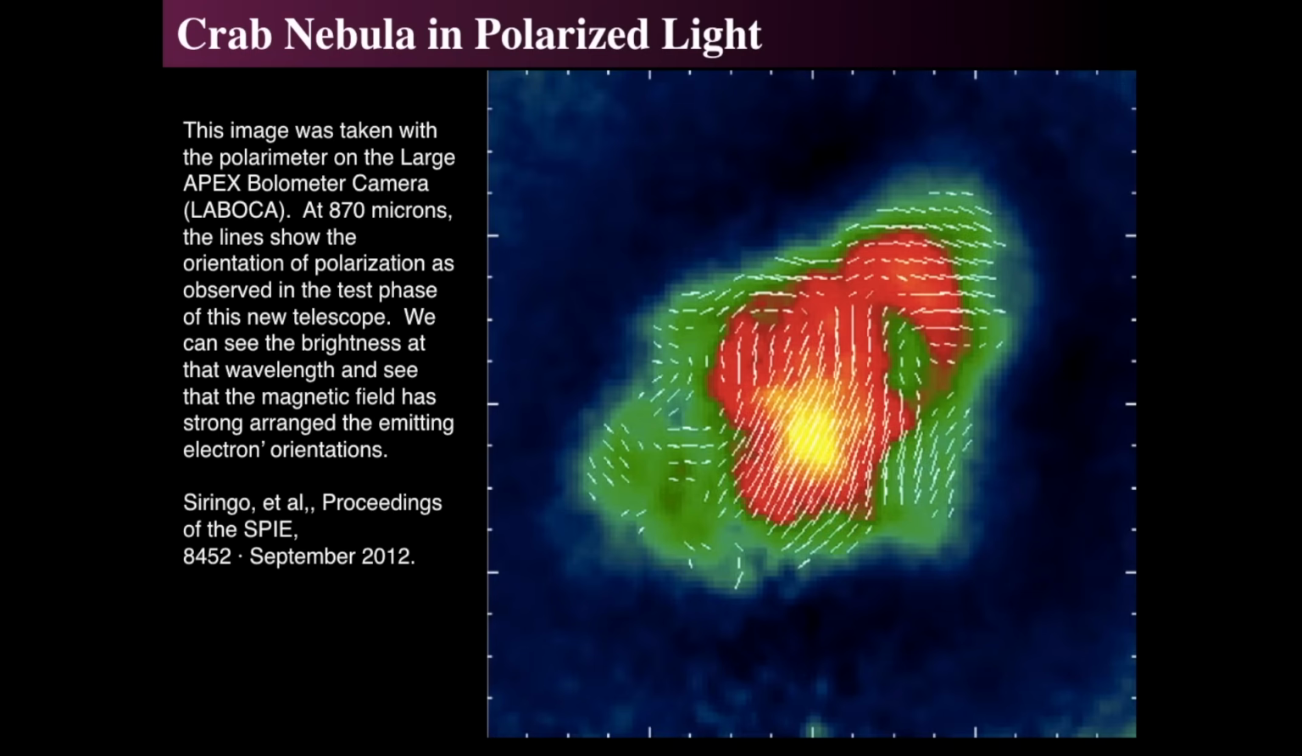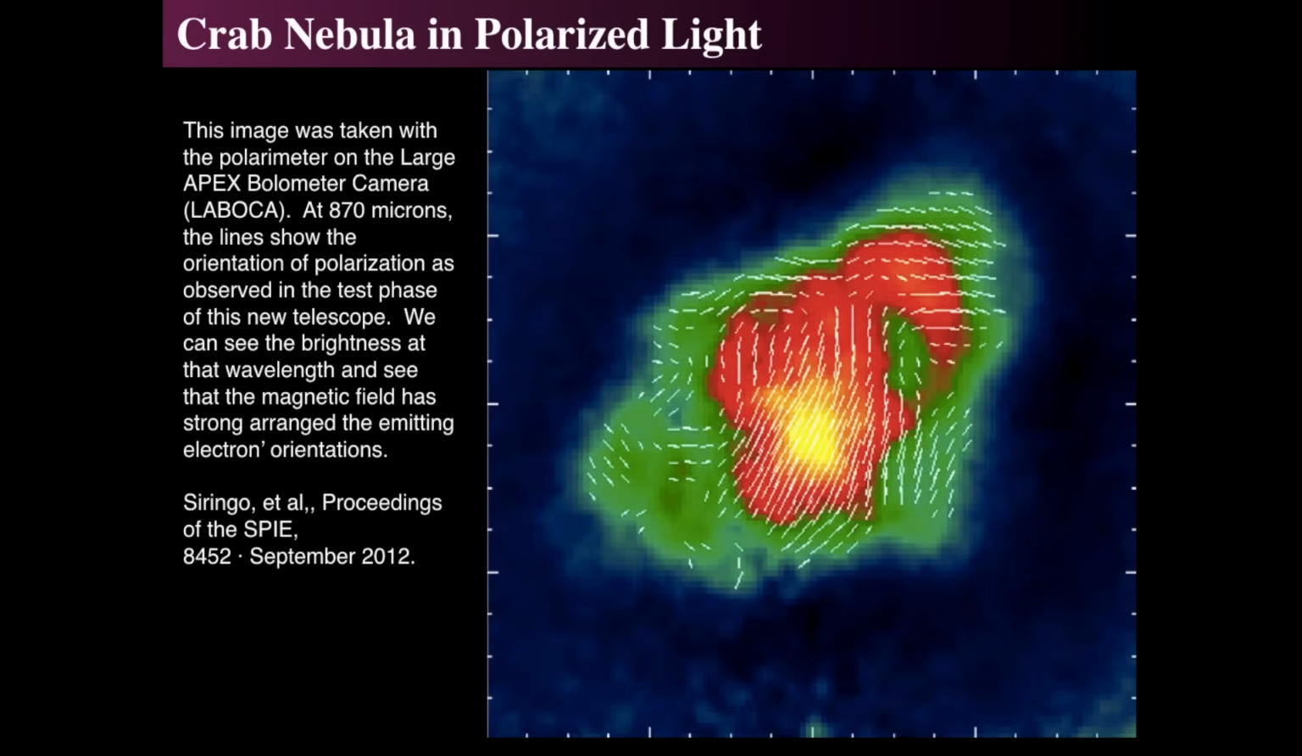This was taken with the Large APEX Bolometer Camera at 870 microns. This is just under a millimeter in wavelength, whereas wavelengths of visible light are about 1,000 angstroms, or approximately 10 to the minus 7th meters, a tenth of a micron. So this is about 1,000 times the wavelength of visible light, and that's the blue, red, and yellow that you see in this. But the lines indicate the polarization of the light.